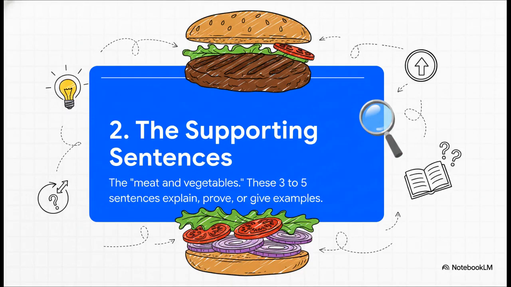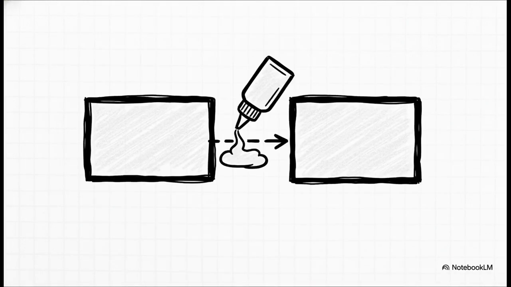Okay, next up is the best part, the supporting sentences. This is all the good stuff in the middle, the meat, the cheese, the lettuce, the tomato. These sentences are where you add all the flavor. This is where you explain yourself, give some evidence, or use examples that actually prove the point you made back in your topic sentence. And a little pro tip for this part: use transition words. Words like first, or for example, or furthermore. Think of them like the glue holding your ideas together. They help your reader move smoothly from one point to the next so nothing feels choppy.